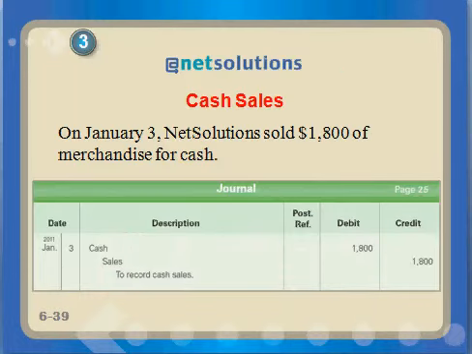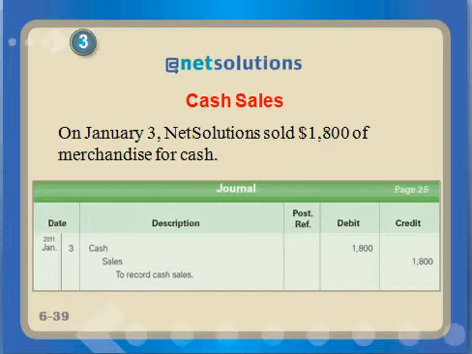Our recording of our sales for cash looks exactly the same as it would be if we were running a service business. The only thing that changes is the account. Instead of revenue or fees earned, it's now called sales. So we debit our cash, $1,800, and credit our sales for $1,800.